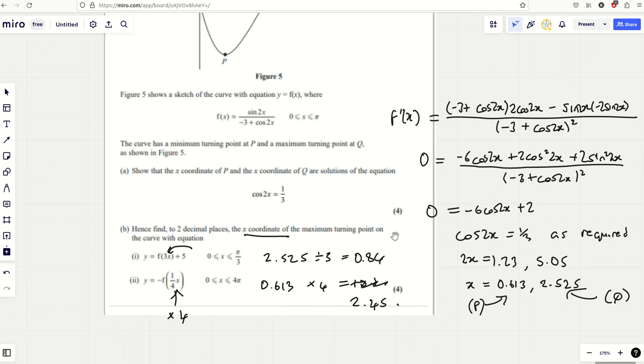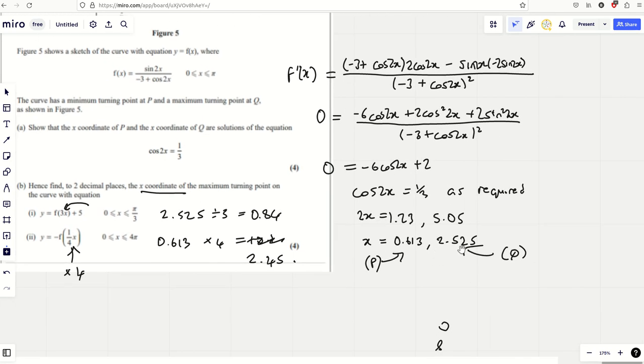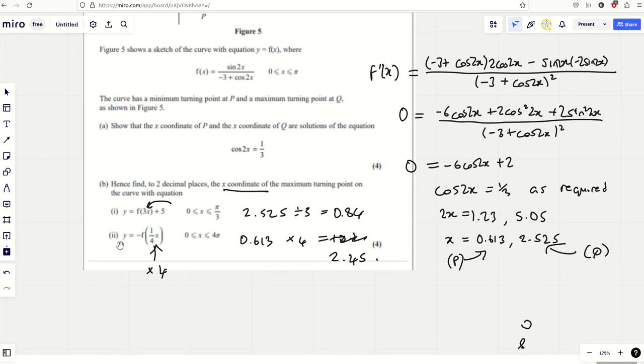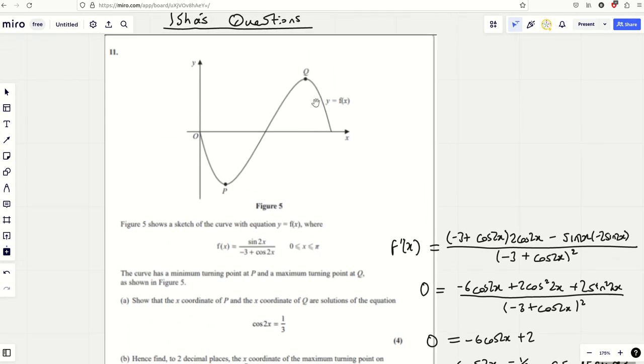Well, in B part 2, what you probably did was you took 2.525 and you thought the reflection in the x-axis doesn't change the x coordinate, and so I'm just going to times that by 4 and you would have got 10.1. It's really sneaky this, but remember, when you reflect something in the x-axis, sure, the x-coordinates don't change, but the minimum becomes the maximum and the maximum becomes the minimum.